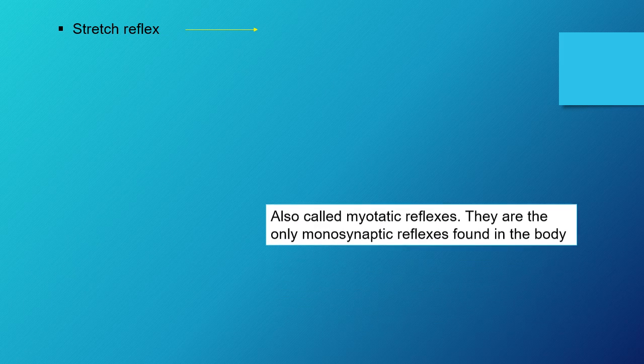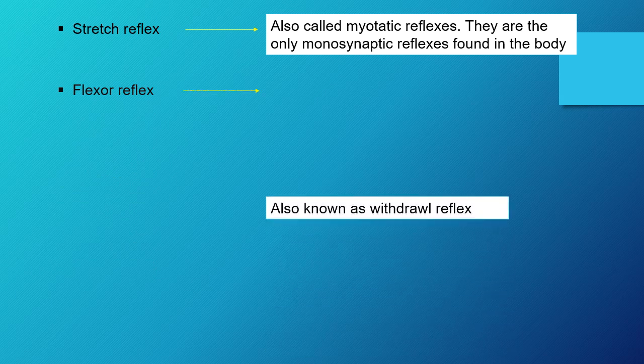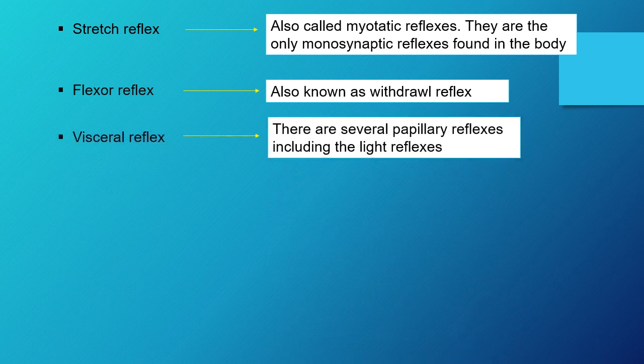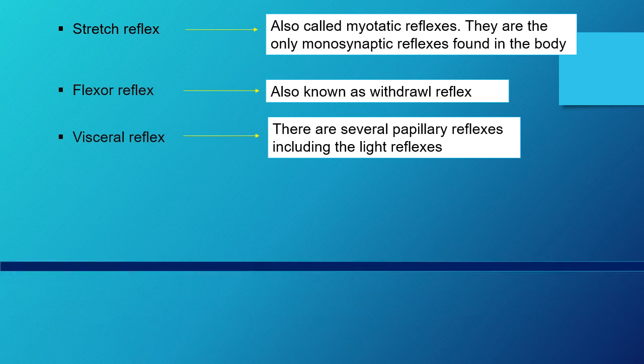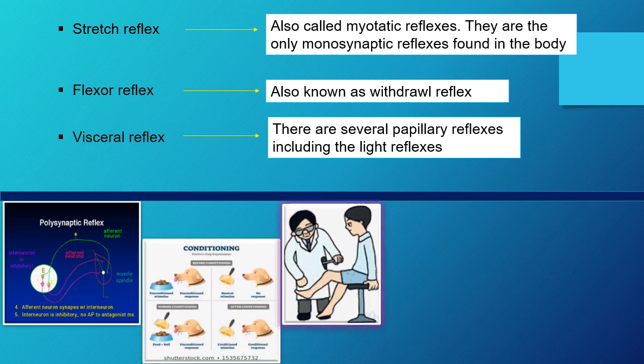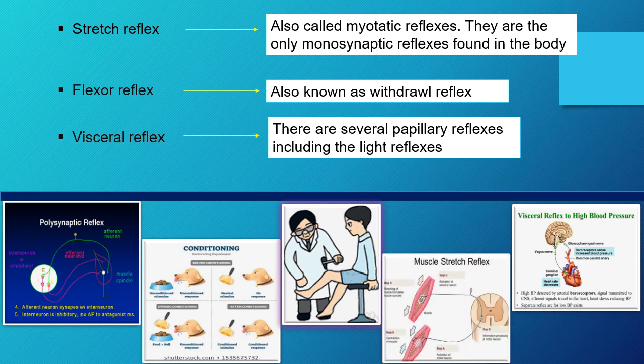Stretch reflex, also called myotatic reflexes. They are the only monosynaptic reflexes found in the body. Flexor reflex, also known as withdrawal reflex. Visceral reflex. There are several pupillary reflexes including the light reflexes. Here are some pictures of different types of reflexes.